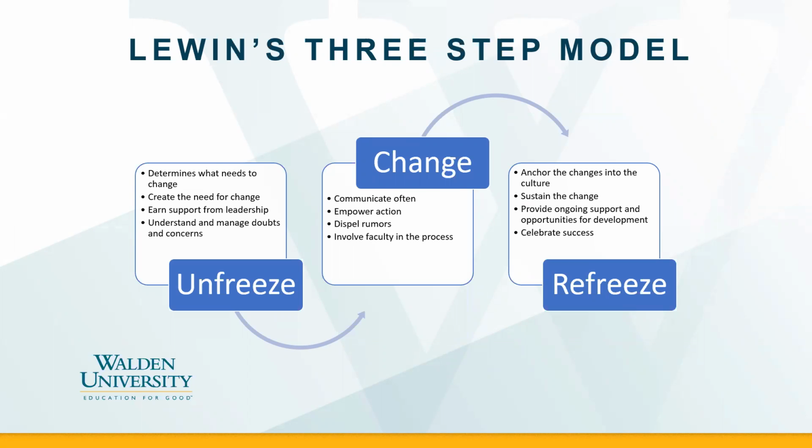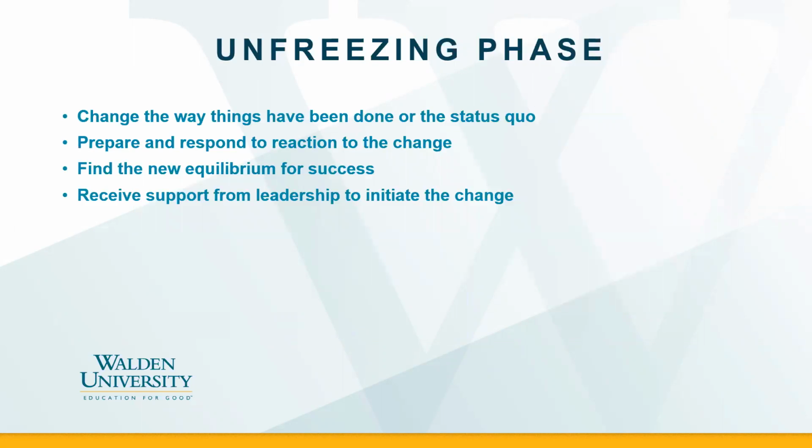Moving forward, so the unfreezing phase. What do we know about that? When we begin the unfreezing, we have to change the way that things have been done, or the status quo. In this phase, you might have some resistance from faculty members saying, well, we've always done it this way. Why would we go about changing things? You know, the old saying, if it's not broke, why fix it?